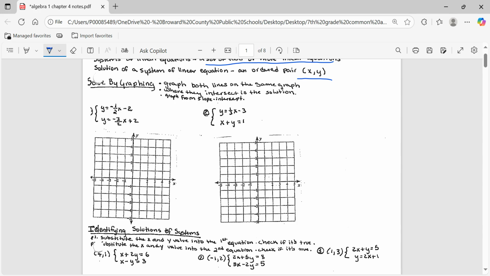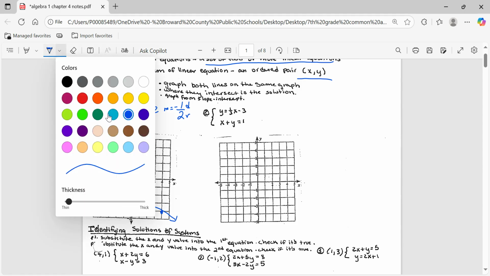If we're going to solve by graphing, what we want to do is graph both lines on the same graph. So before we've graphed y equals negative 1/2 x minus 2, we know that the y-intercept is negative 2 and that the slope is negative 1/2, which means I'm going to go down 1 and right 2. I'm going to start off with the y-intercept at negative 2, down 1, right 2, down 1, right 2. If I can't go down and right, I'm going to go up and left. Up 1, left 2. And there goes my line, my blue line.